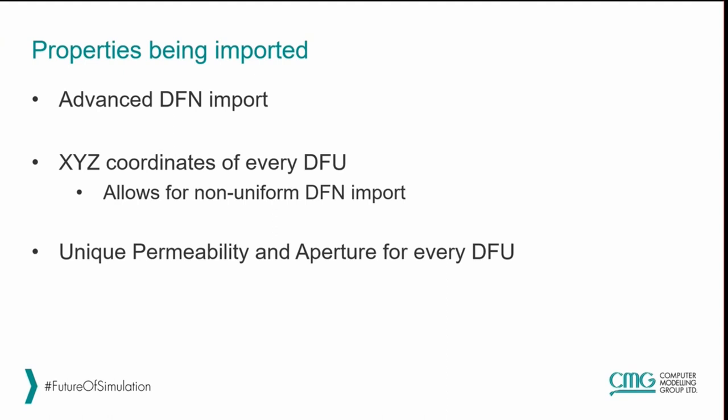So each of these different DFUs can have their own coordinate system or coordinates associated with them, and they can also have unique permeability and aperture associated with each of them. This allows us to have different properties associated with different fractures.